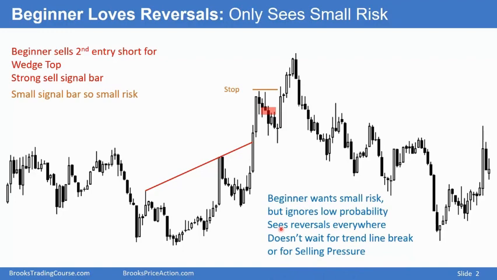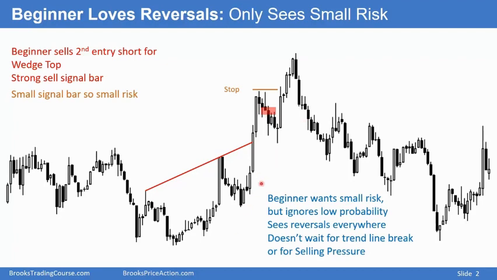However, whenever your risk is small, the probability of making money is usually small, which means the probability of losing money is high. The beginners, they see reversals everywhere. They're constantly seeing wedge tops in strong bull trends, ignoring the strength of the trend and the low probability of the reversal. The beginner is so eager to sell that he does not wait for a trend line break.